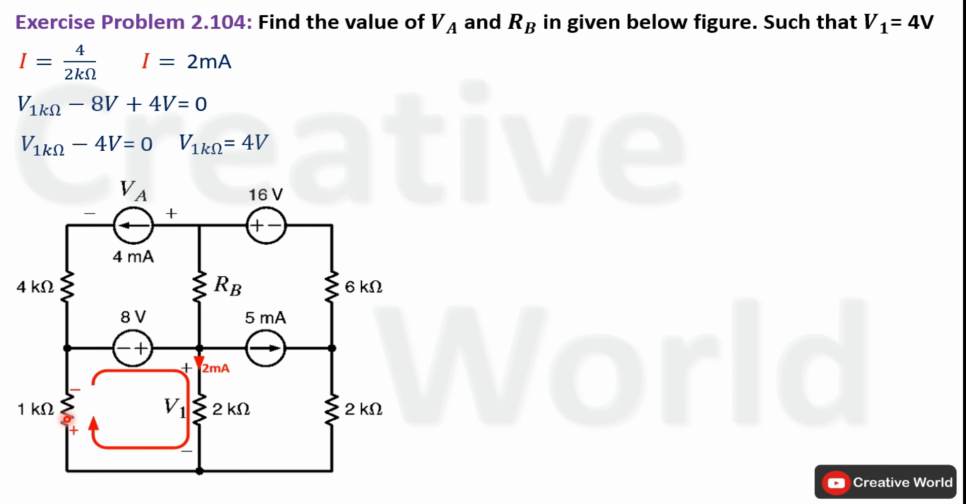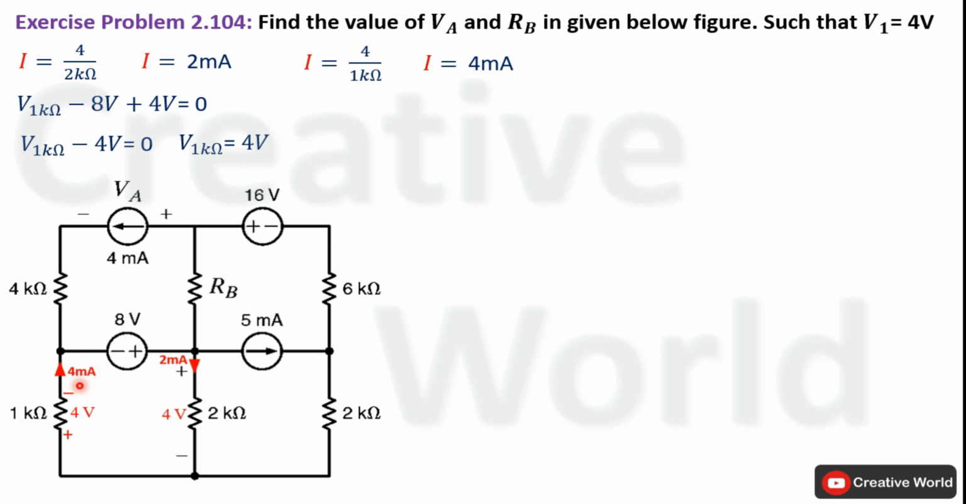After getting the value of voltage across this resistance, we can calculate current through it using Ohm's law. Equation of current for this branch will be I is equal to 4 volt divided by 1 kilo ohm. So the value of current will be 4 milliampere and the direction of current will be upward, entering from positive terminal and leaving from negative terminal. Modify the network by indicating current through this branch along with its polarity.